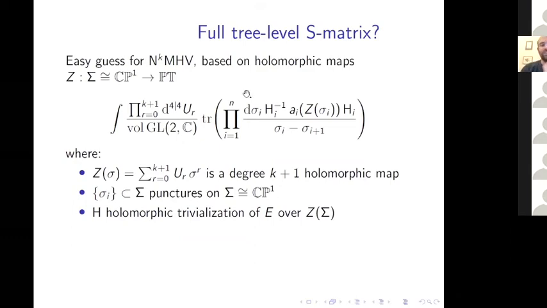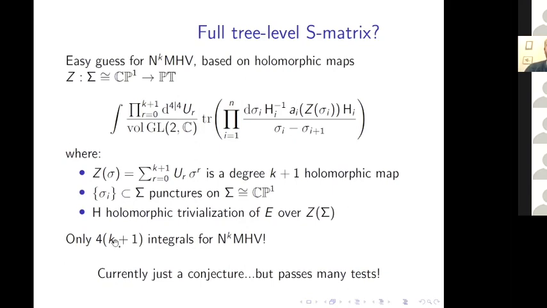You do that by bootstrapping that MHV formula up to arbitrary degree curves rather than just linearly embedded CP1s. That's an idea that goes back to Witten and a set of concepts often called Twistor string theories. But anyway, here is that formula for the complete tree level S matrix for an n to the k MHV amplitude. So this is an amplitude with k plus 2 negative helicity external gluons and the rest positive helicity.